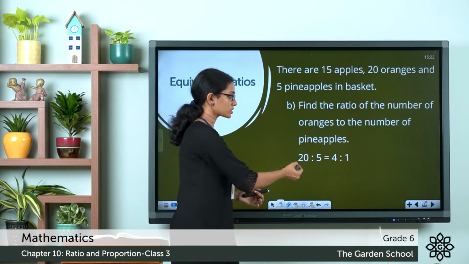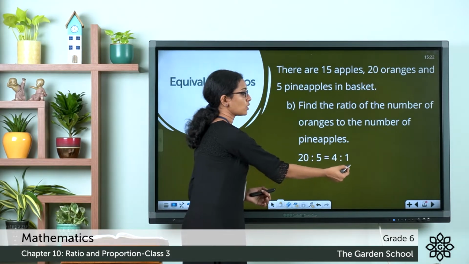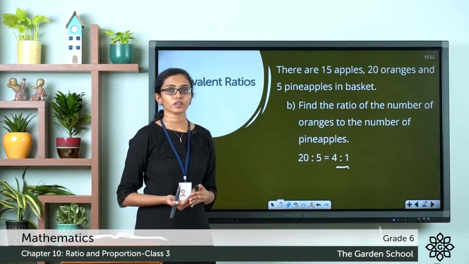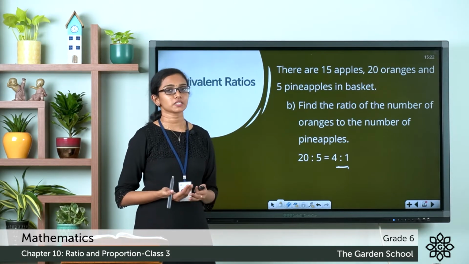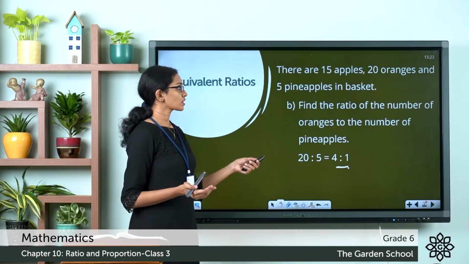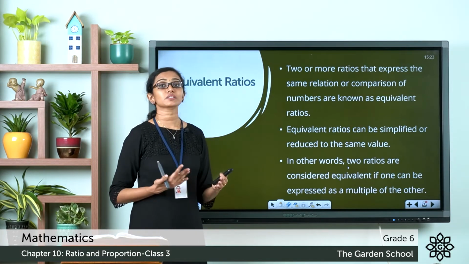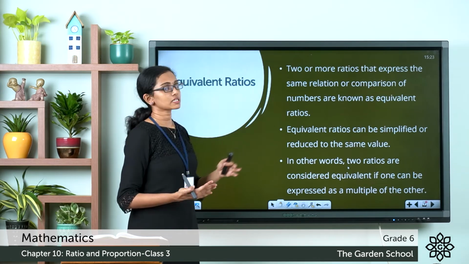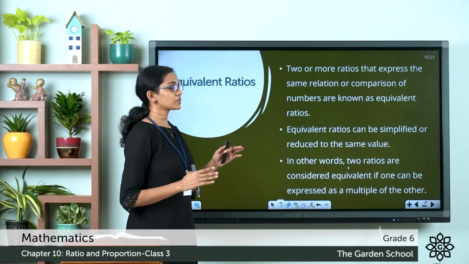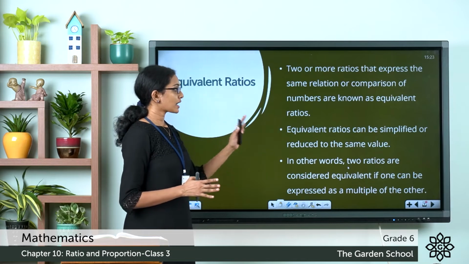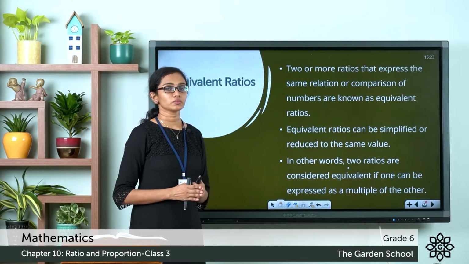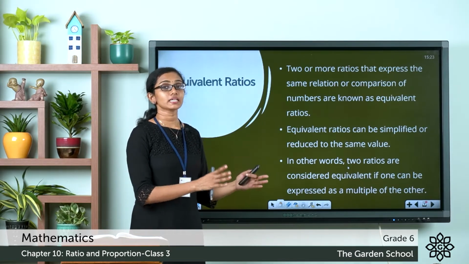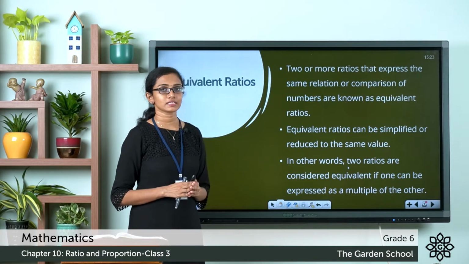You can see the original ratio will be a multiple of its simplest form, and it is always best to express a ratio in its simplest form. So how can we define equivalent ratios? See, two or more ratios that express the same relation or comparison of numbers are known as equivalent ratios. Equivalent ratios can be simplified or reduced to the same value, because when you reduce to the simplest form, it retains its value. The value remains the same.